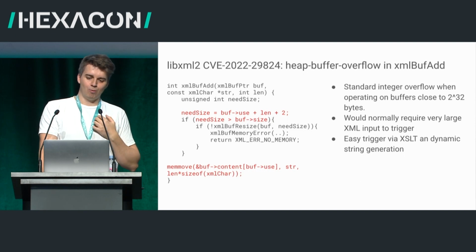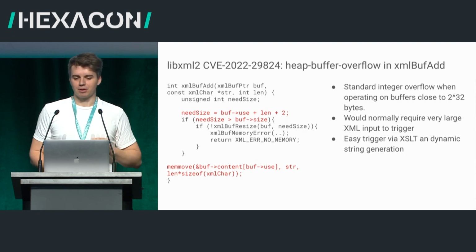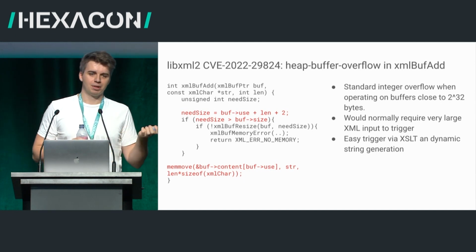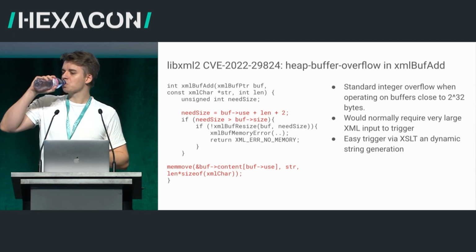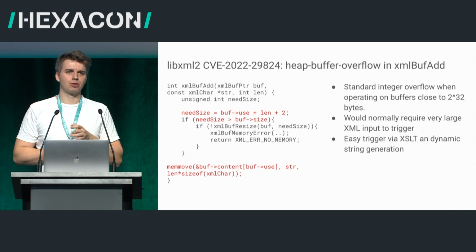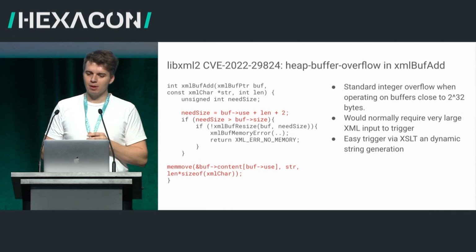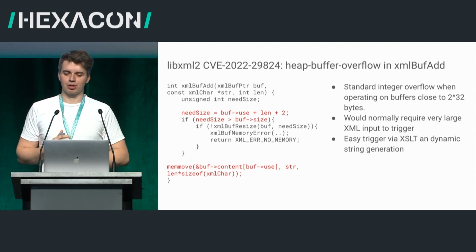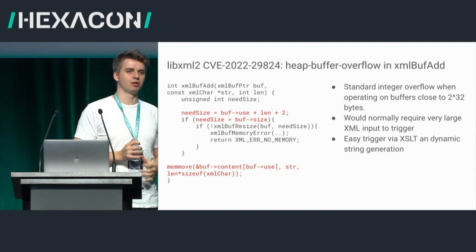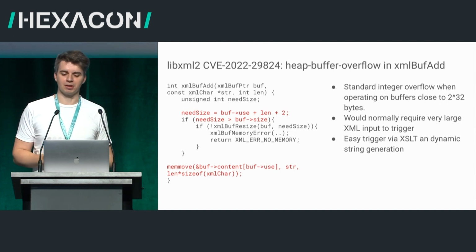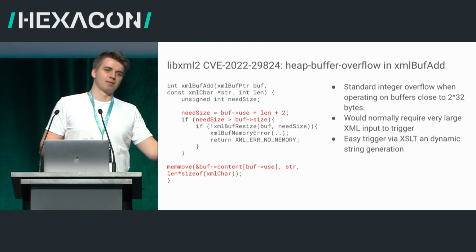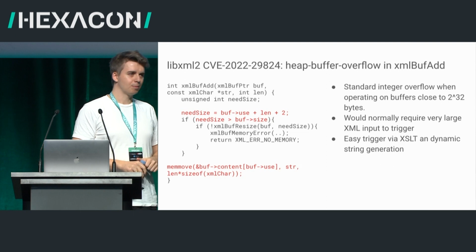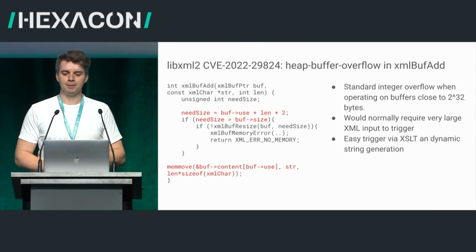So one fun example that I found during this research is a heap buffer overflow in libxml2. And it's a pretty standard integer overflow where you can do a controlled out of bound write. But to trigger it, you need string buffer sizes which are close to the maximum value of a 32-bit integer, right? So you need a string that's like 4 GB in size. Normally, if you use libxml2, you're probably not too worried about this because you're not going to pass random 4 GB blobs of XML.